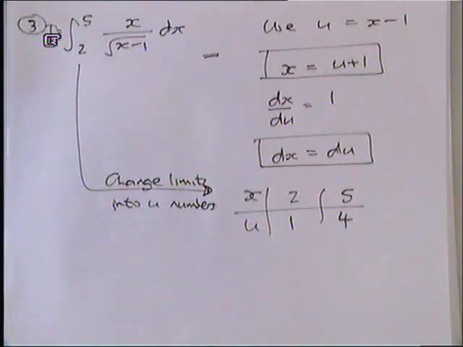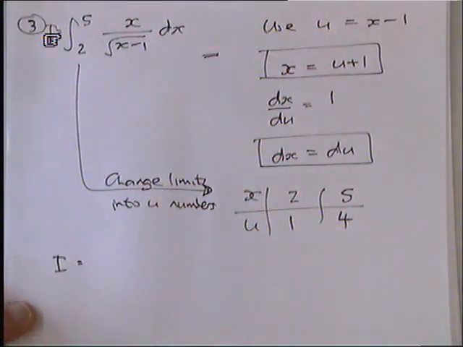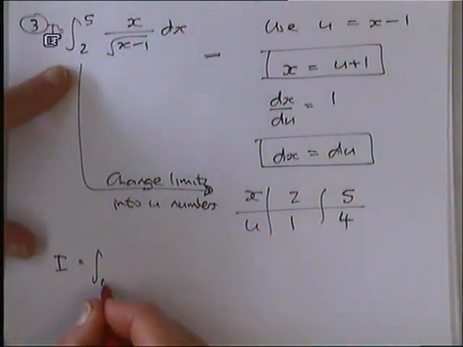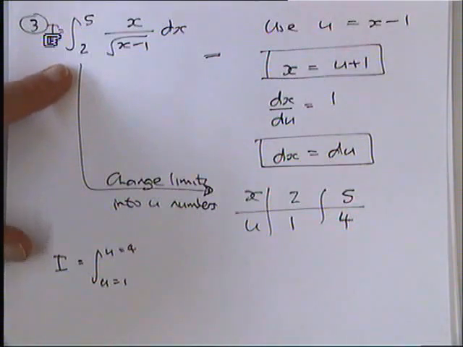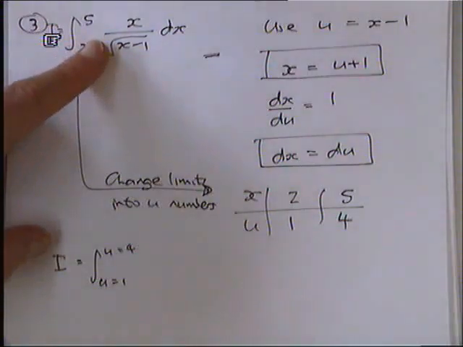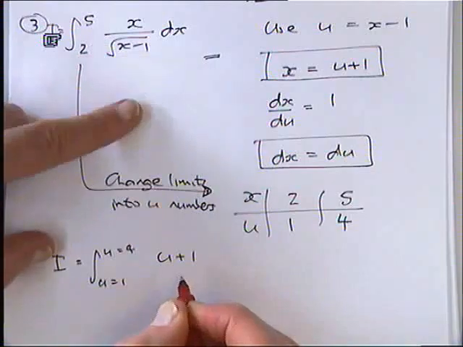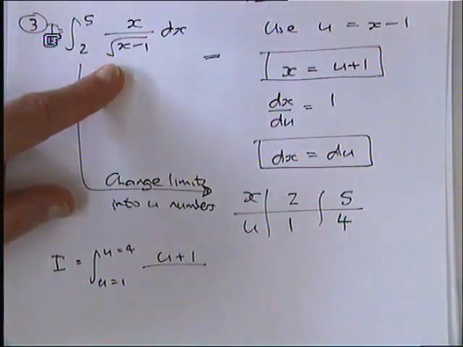And then I can do exactly what Sam said a minute ago, which is rewrite the question. To make it clear, instead of just writing 1 and 4, I actually write u equals 1 and u equals 4, so I know I've actually changed them into u numbers. Okay, so what can I replace x with? Well, I've got that in my box over here, so the top of my fraction becomes u plus 1.